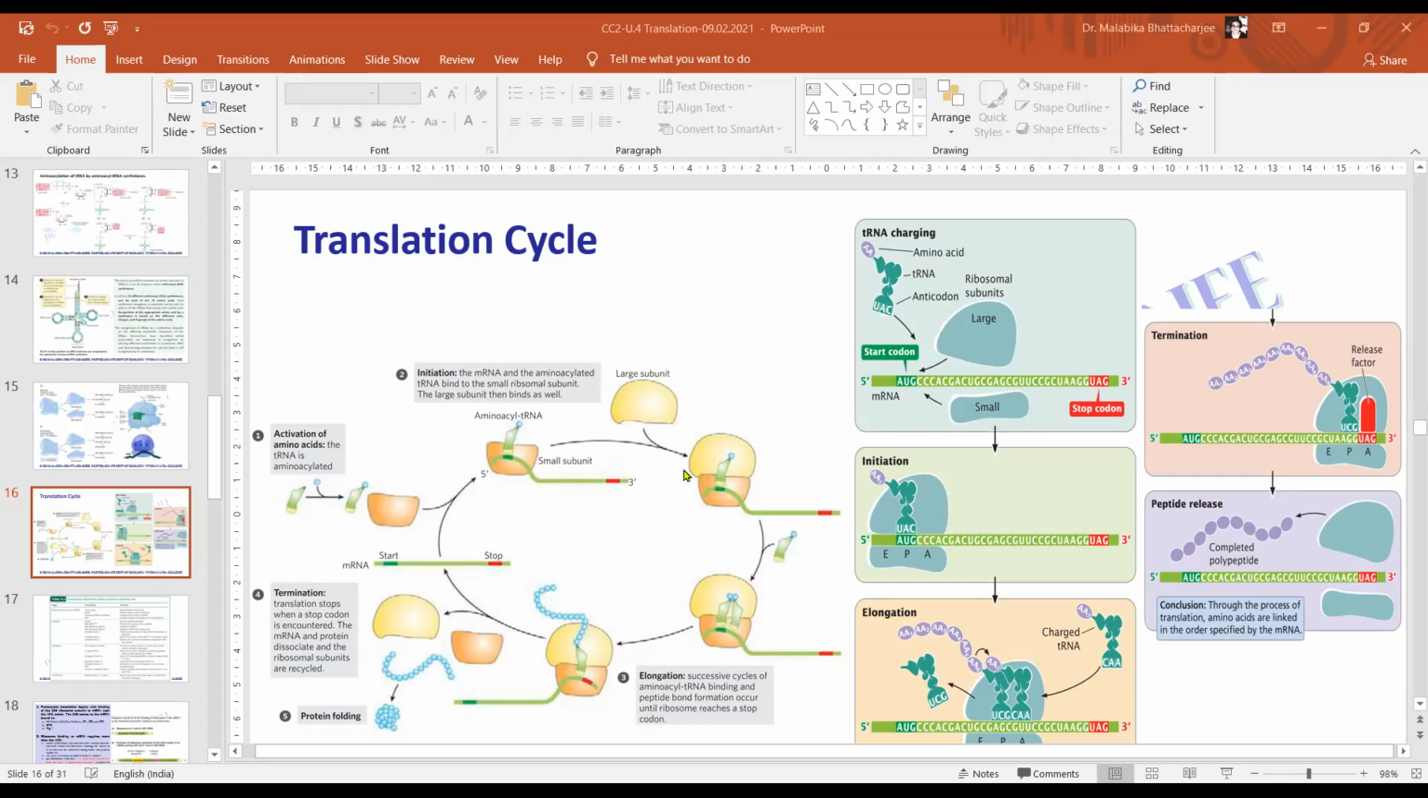Then as the initiation is finished, in the elongation process there are successive cycles of amino acid tRNA binding and peptide bond formation until the ribosome reaches the stop codon. Finally, at termination, when the ribosome reaches a stop codon, the mRNA and the protein dissociate from the ribosome, and the translation for that particular mRNA is completed once. That is one cycle of translation. So we have an initiation, an elongation, and a termination phase. The remaining I'll be explaining with you.